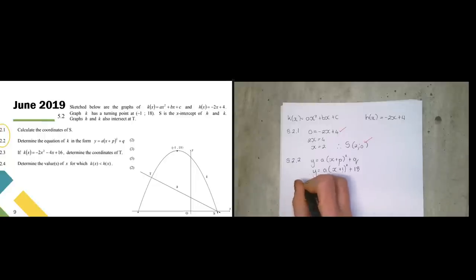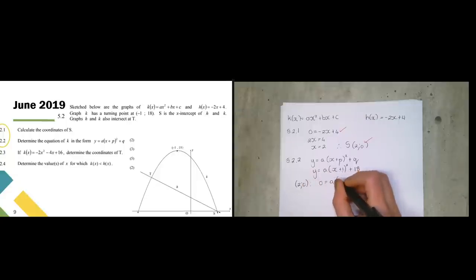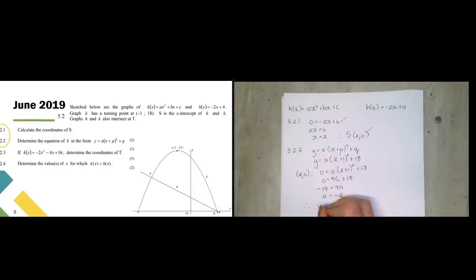So I can go substitute in (2, 0) to calculate the value of a. 0 equals a, my x value is 2 plus 1 squared plus 18. That means 0 equals, that's 3 squared, 9a plus 18. That means negative 18 is equal to 9a, and a is equal to negative 2. So what is the final formula? y is equal to negative 2 brackets x plus 1, close the bracket, squared, plus 18. Remember, they asked you to give it in this form, so you have to give it in this form.